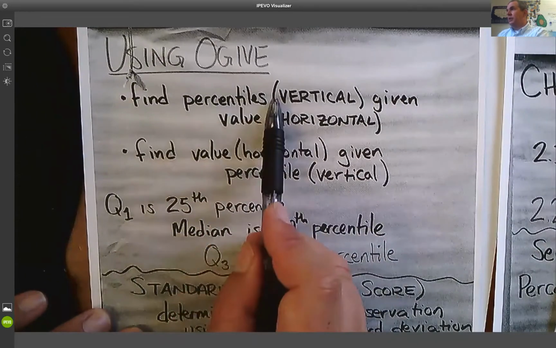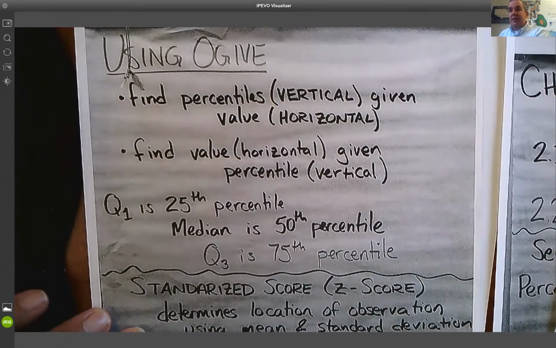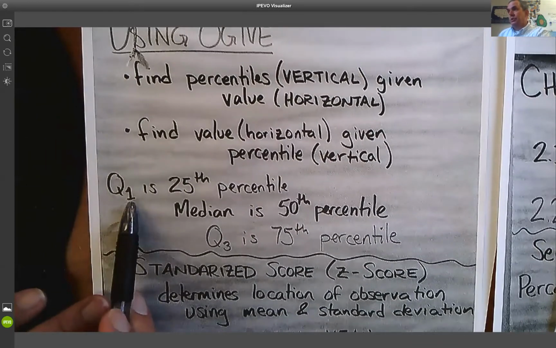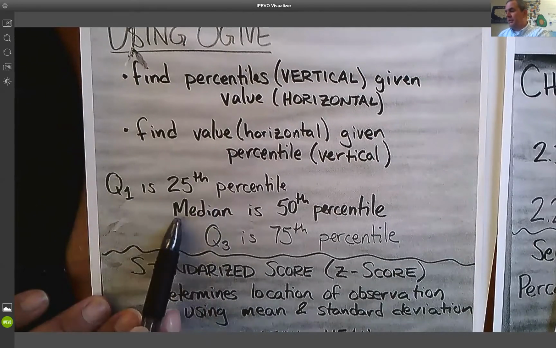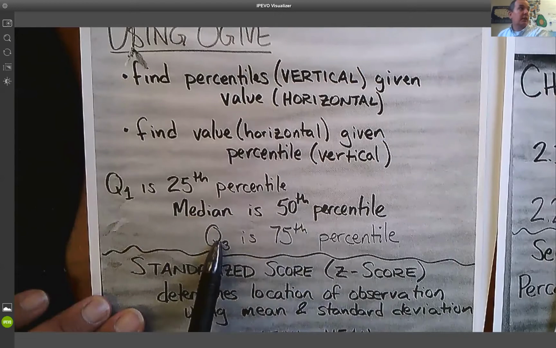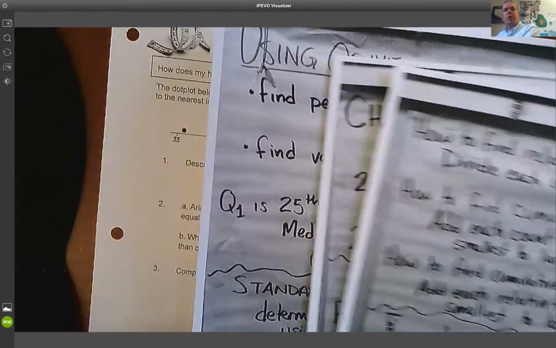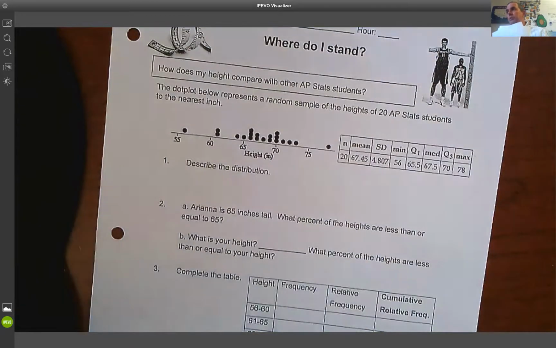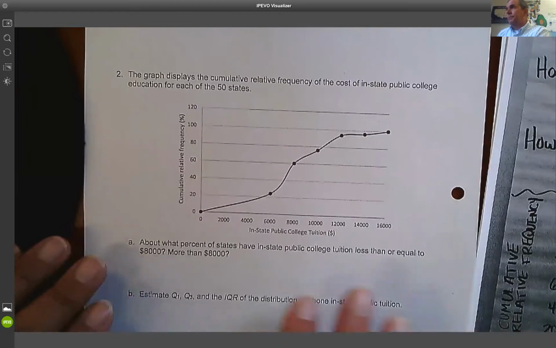Again, using an ogive curve, you're either going to be asked to look at the vertical, up and down, and find the horizontal, or you're going to be given the horizontal and asked to find the vertical. Again, I'll show you an example in a moment. Just as a piece of information, quartile 1 is the 25th percentile, the median is the 50th percentile, quartile 3 is the 75th percentile. Hopefully that helps a little bit. I know I'm going a little fast, but I really wanted to show an example. So here's a really good example right here.